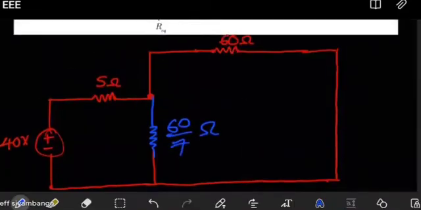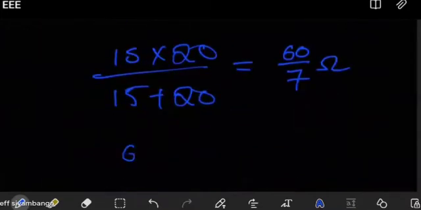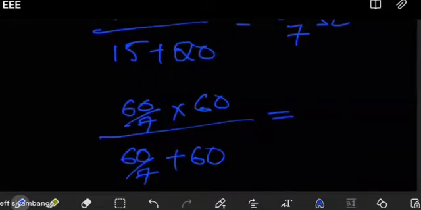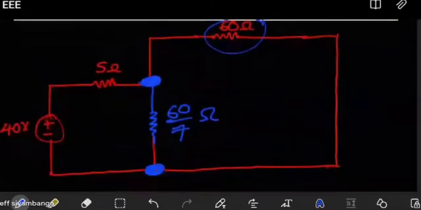Next up, we now see that the 60 over 7 is now in parallel with that 60 there. Why? They connect to the same two nodes there and here. So they are in parallel. We can combine them. So we now have 60 over 7 times 60 divided by 60 over 7 plus 60. What will be the solution here? 7.5 ohms.